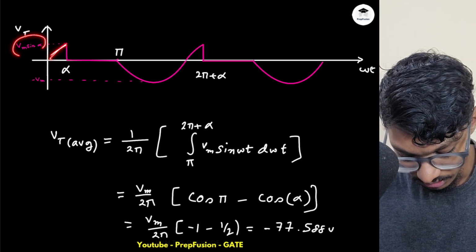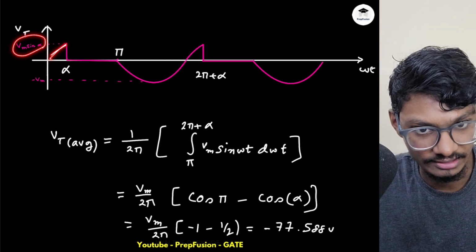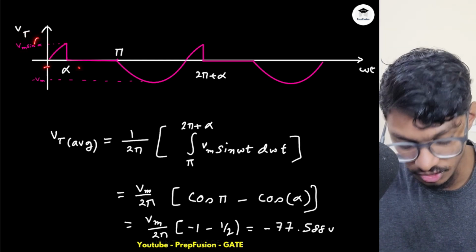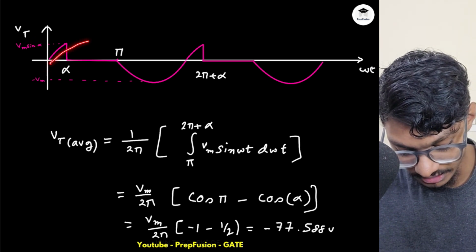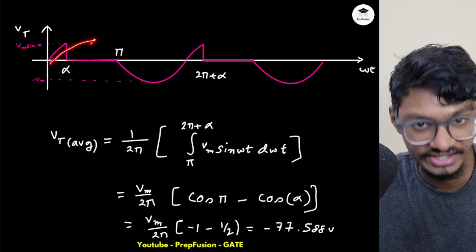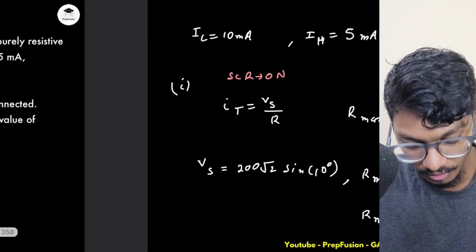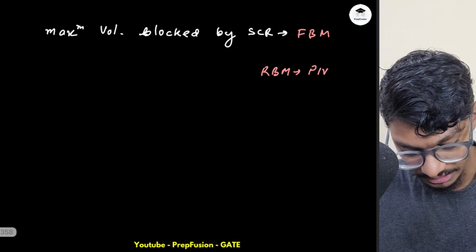Yeah, so in the forward blocking mode, the maximum voltage that the SCR blocks is Vm sin alpha if our alpha is between 0 to pi by 2. If our alpha is more than pi by 2, then obviously it has to block this much amount of voltage as well, that is Vm, right?